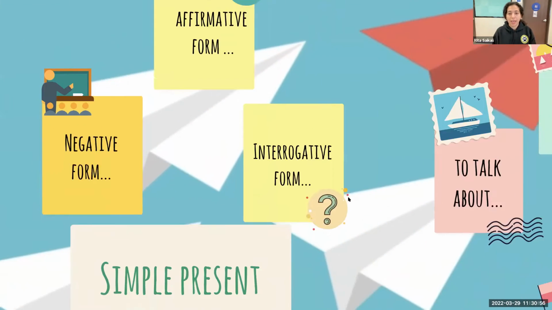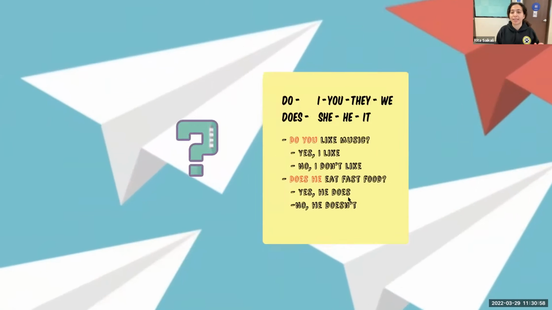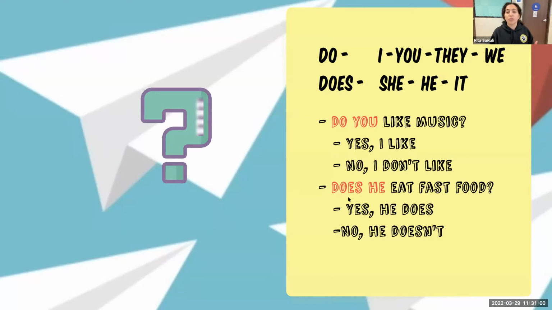All right, what was the interrogative form? It is asking questions, right? So when we are asking questions in simple present, again, we have do and does, right? Do we use for anything besides third person singular. So I, you, we, and they. Does we use with third person singular.